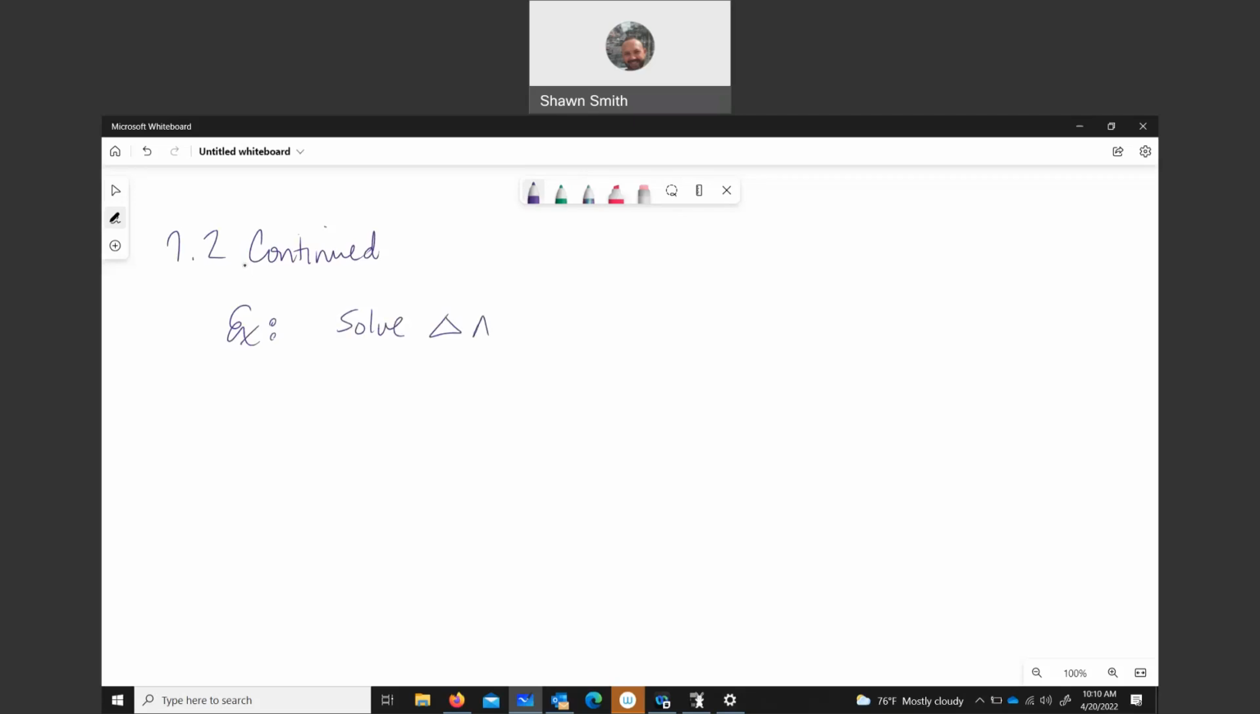Solve triangle ABC if angle B is 55 degrees, side B is 8.94 meters, and side A is 25.1 meters.